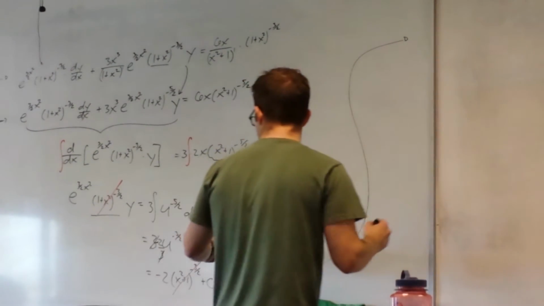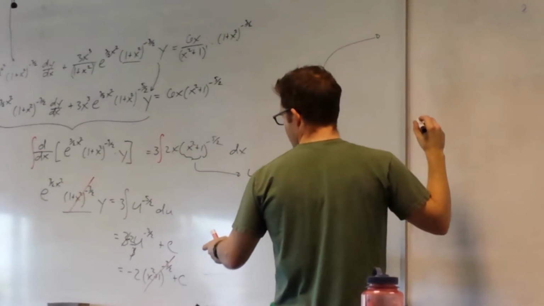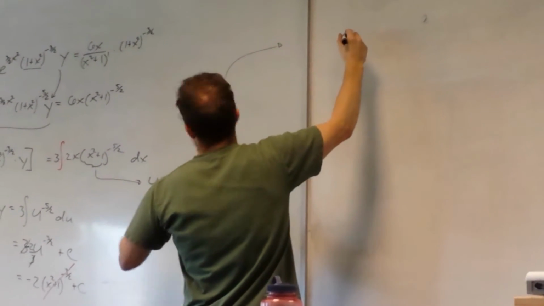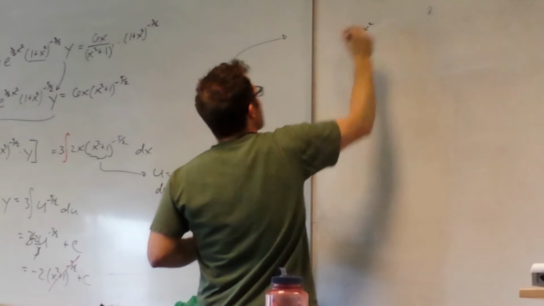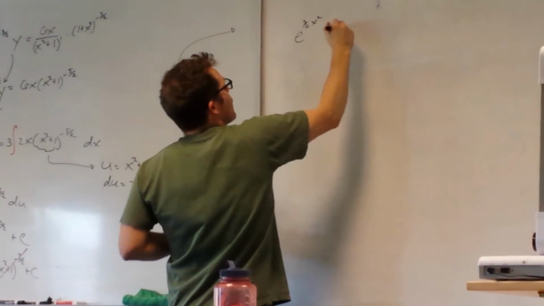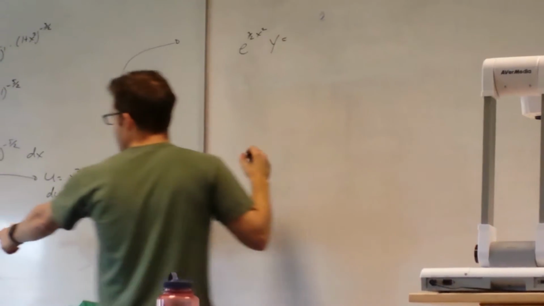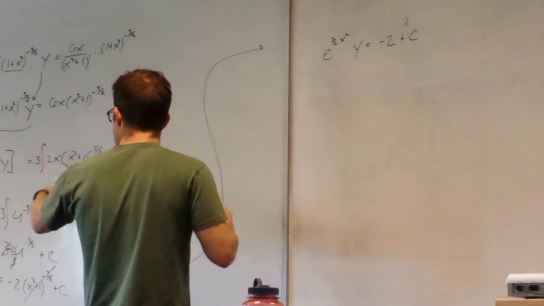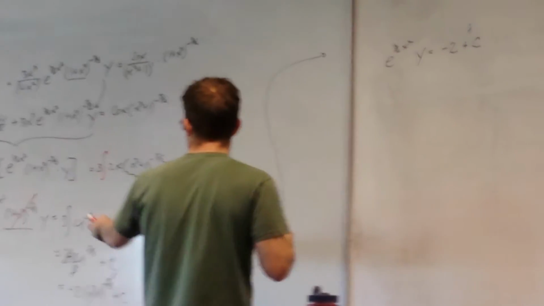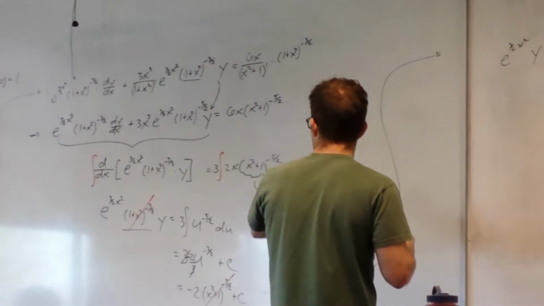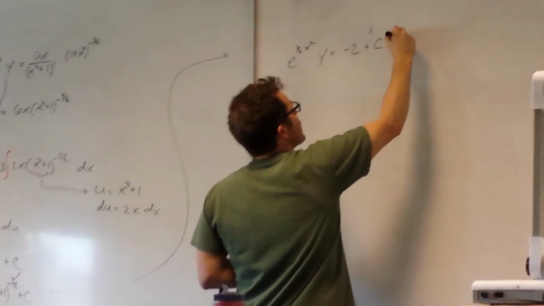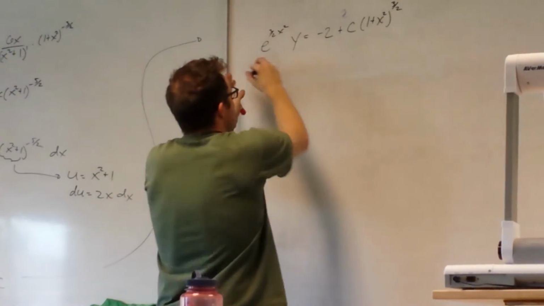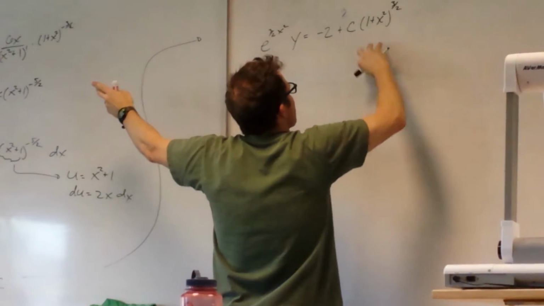Okay. So maybe I should write that down, but let's do it in 2 steps. e to the 3 halves x squared y equals negative 2 plus c divided by 1 plus x squared to the negative 3 halves. But if I bring that power up, it's going to be 1 plus x squared to the 3 halves, right? Because I was dividing by 1 plus x squared to the negative 3 halves, flip that back up.